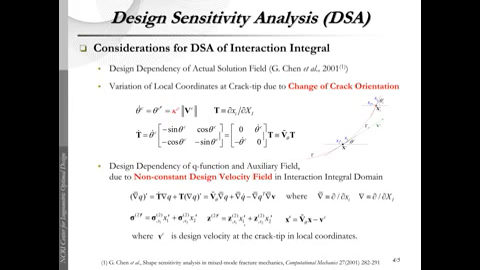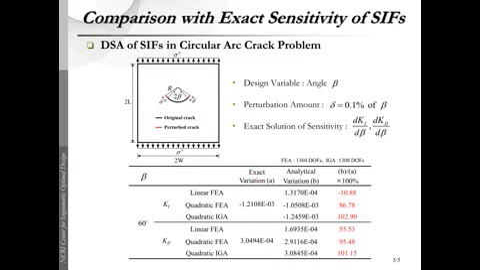The third part considers the design dependency of the Q function and the auxiliary solution field to reflect the non-constant design velocity field in the interaction integral domain. Thus, by using the chain rule, the partial derivative of auxiliary solution field is derived, and the x1' and x2' are derived by considering the rotational effect v theta tilde and translation of the crack tip vc.